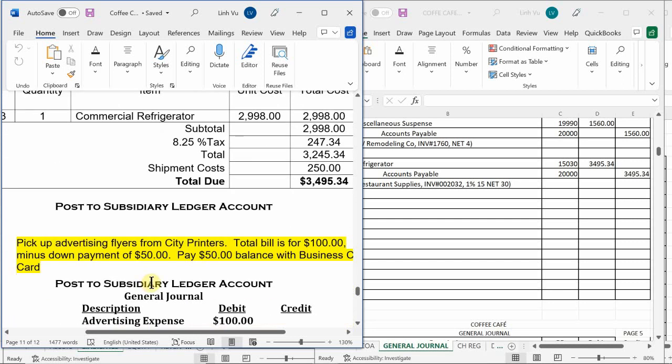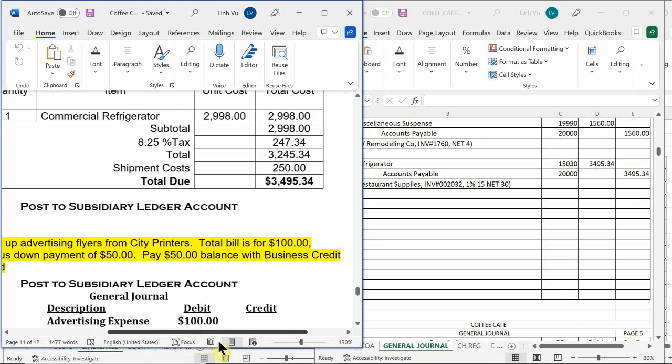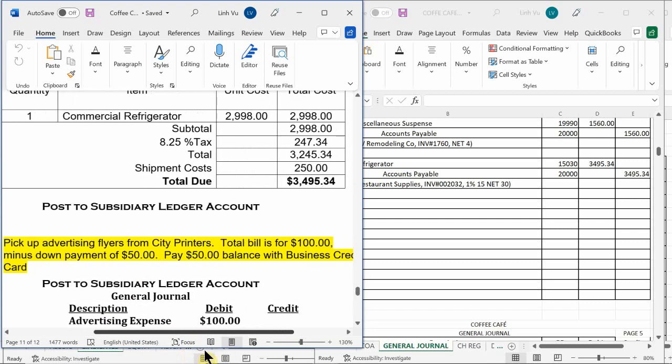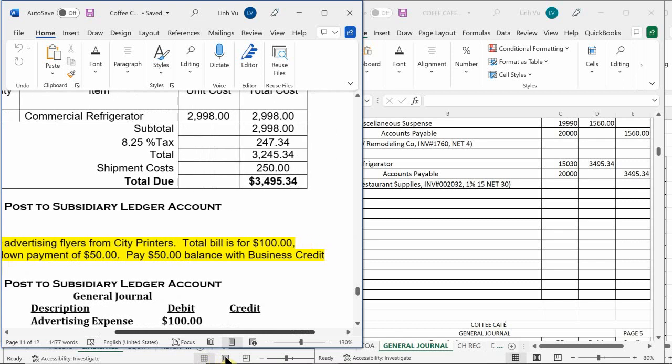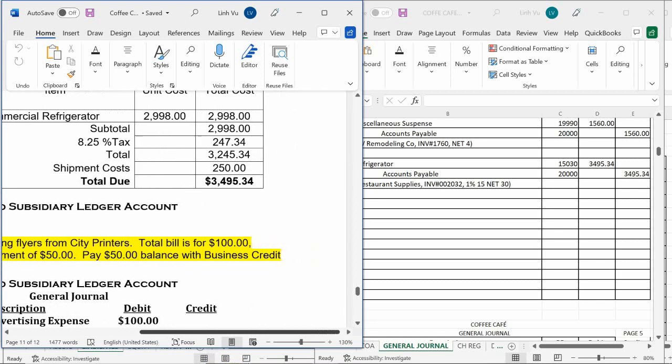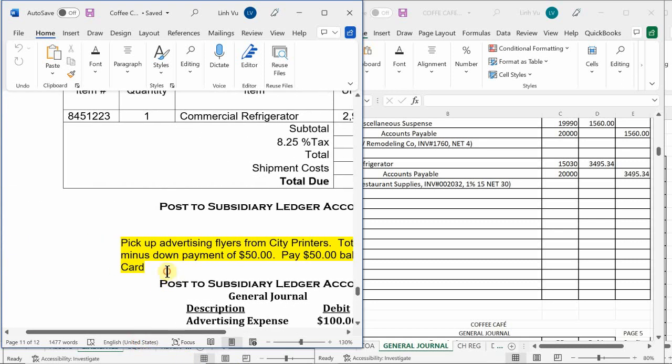The total bill for it was $100. But we minus the down payment of $50, so that means we have to pay the rest of the $50 balance with the business credit card.